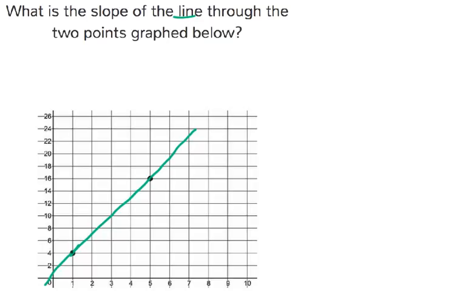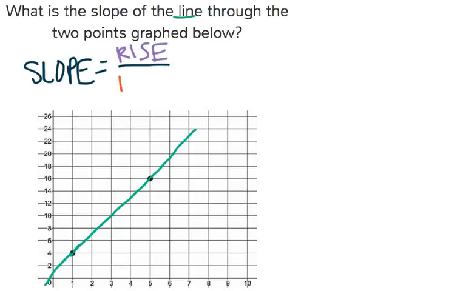In order to do this, the slope is equal to the rise over the run. The rise divided by the run. So the rise tells me how far up I go, and the run tells me how far over I go.